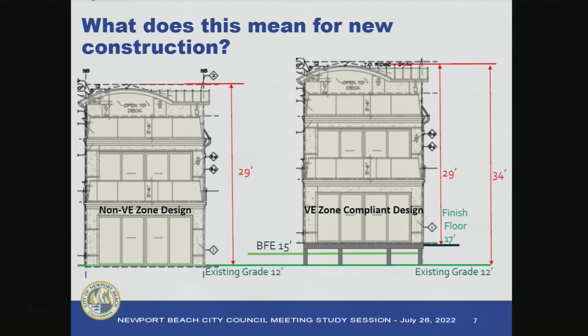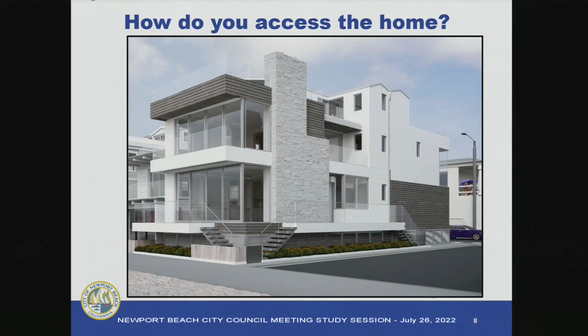So height is not an issue from changing the code. The code already allows the height. The issue that we have is access to the property now. So this is just a computer rendering of a house. I mean, how do you access this home? Well, you need to have stairways, you need to have an upper deck.